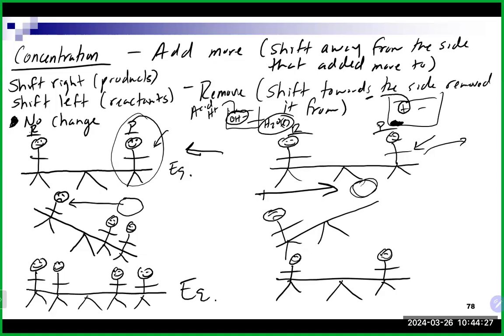Yes, any questions on that there? All right, so that's concentration. Add away. AA is a good way to remember that. Add away. And if you remove, it goes towards. Let's talk about then volume and pressure.